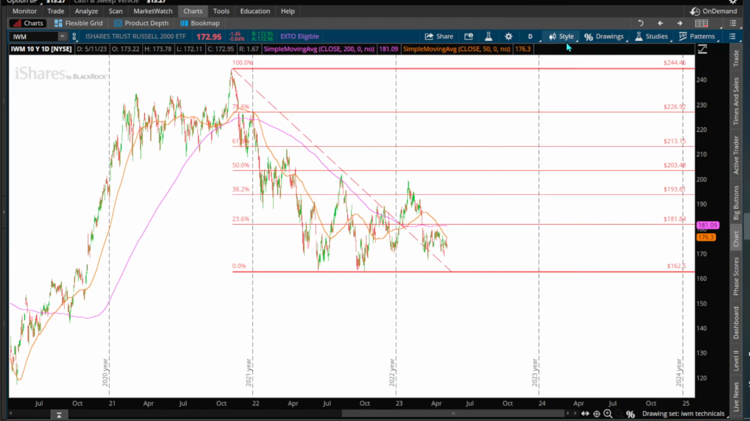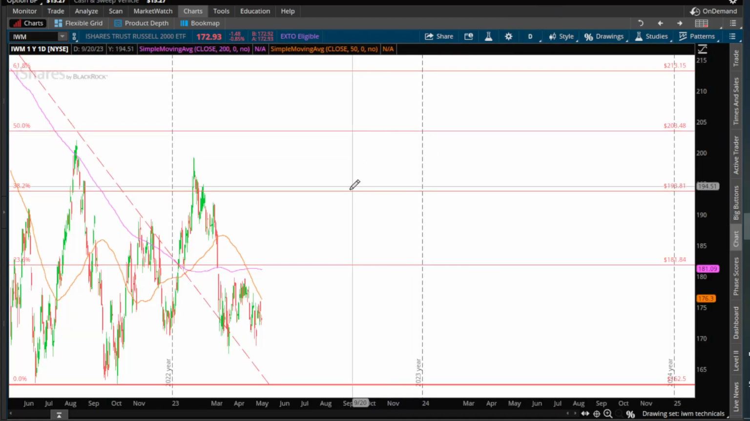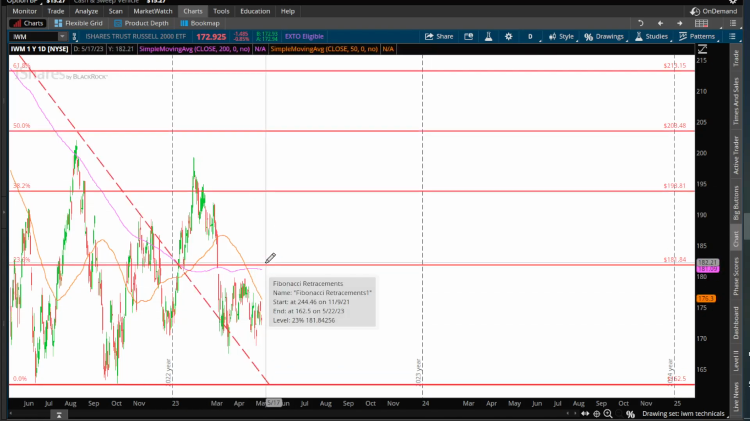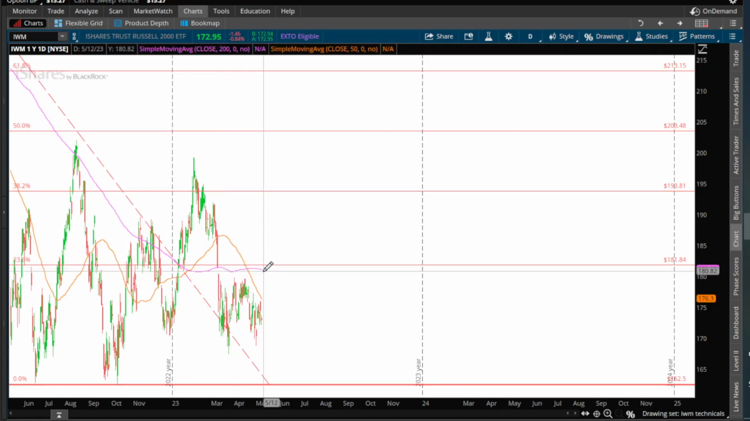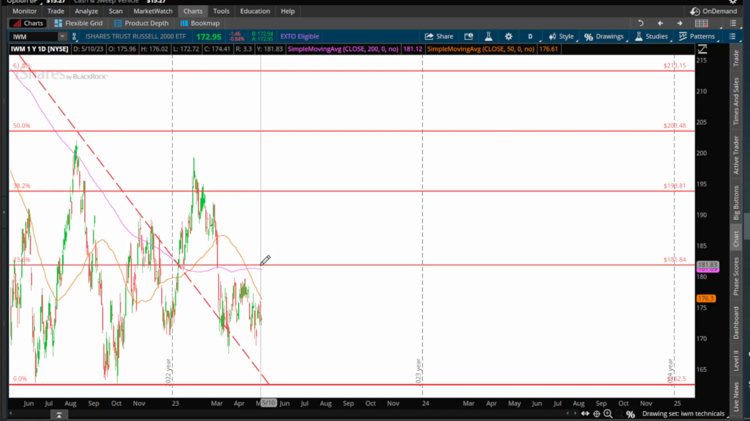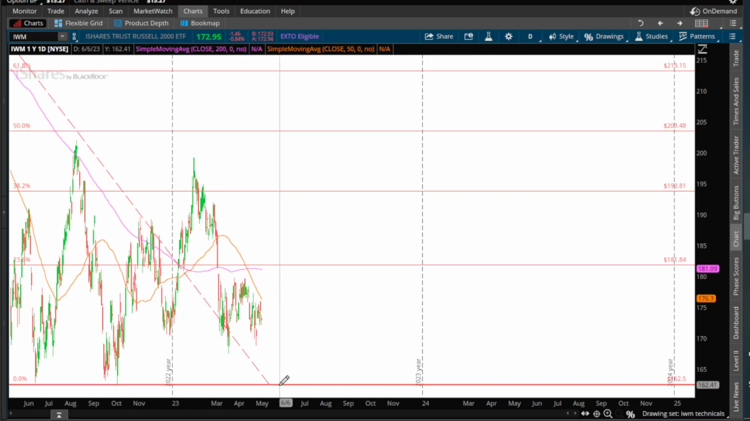All right, now let's go over to the 1 year, 1 day. So if we're looking at the upside right here, well, we're looking at the 23% retracement level, which is right at 180.184. And notice that that does kind of line up with that 200-day moving average. If we're looking at the downside retracement level, well, that's pretty much going to take us to, what is that? Right at 162.50. So that's pretty much the lows that we were at before.